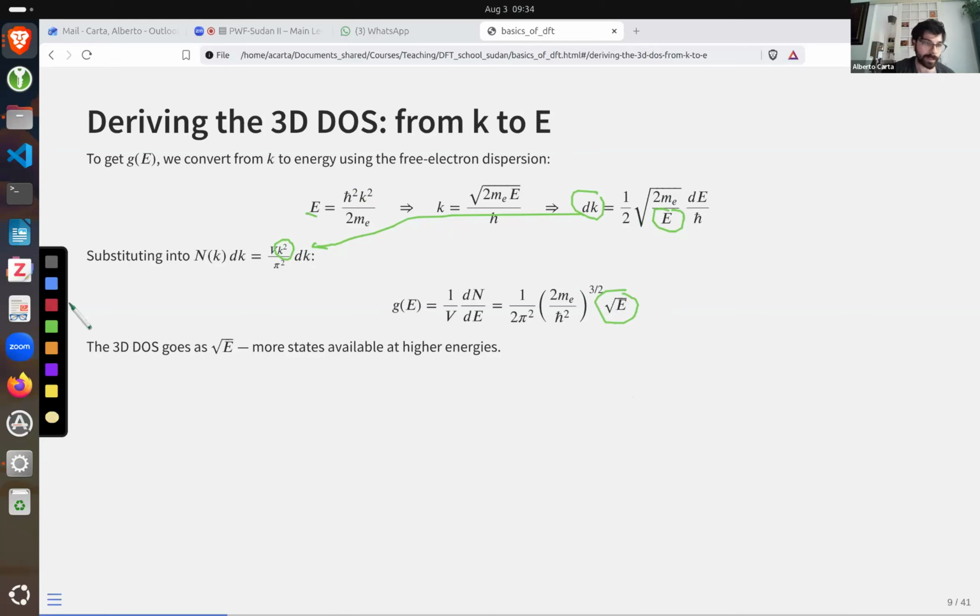This basically means that for a general 3D system, for the simplest 3D systems, my density of states as a function of the energy is going to look something roughly like this.